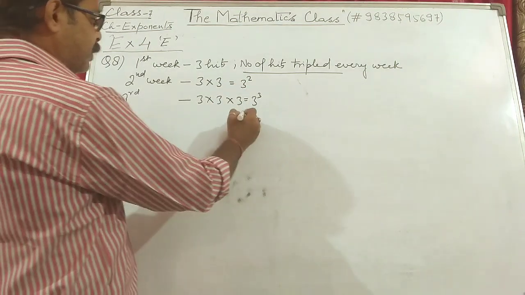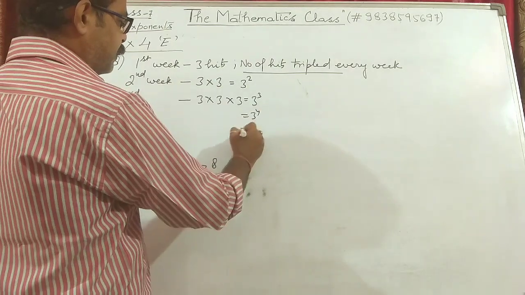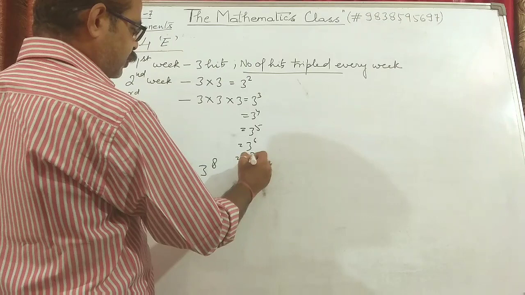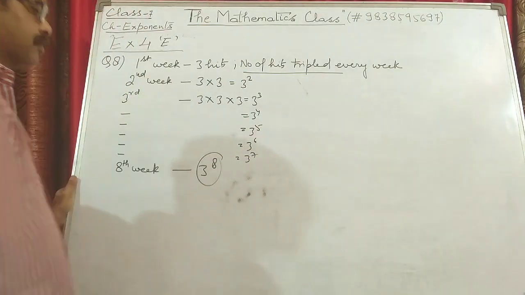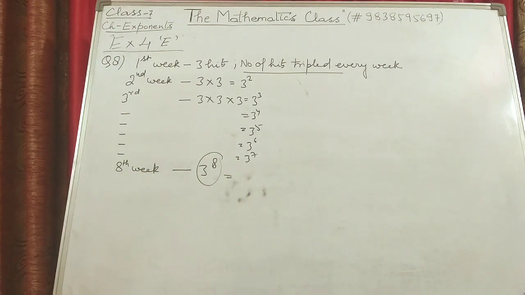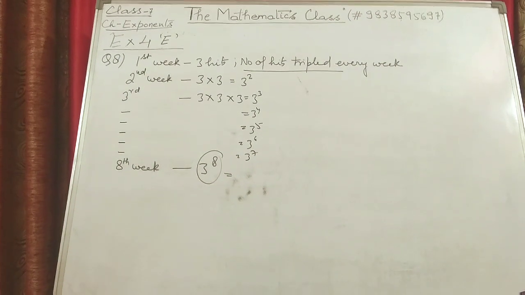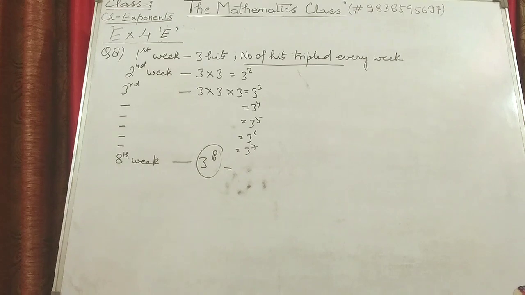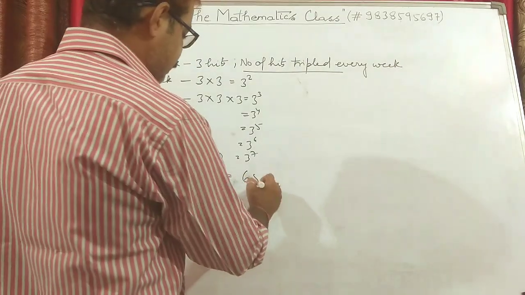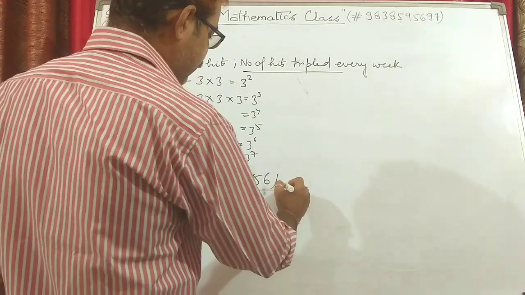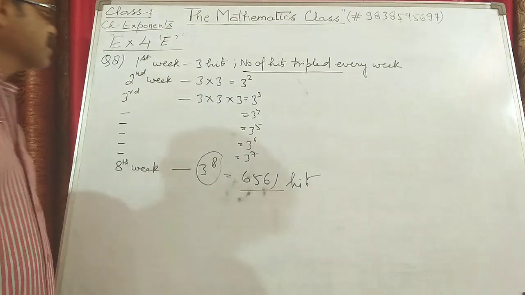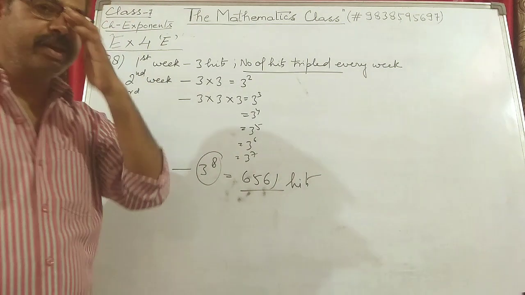In the 4th week it will be 3 to the power 4. 5th week 3 to the power 5. 6th week 3 to the power 6. 7th week 3 to the power 7. So 8th week 3 to the power 8. Now 3 to the power 8, when you multiply, it will be 6561. So this many hits or this many likes or this many subscribers. So this is how we solve it.